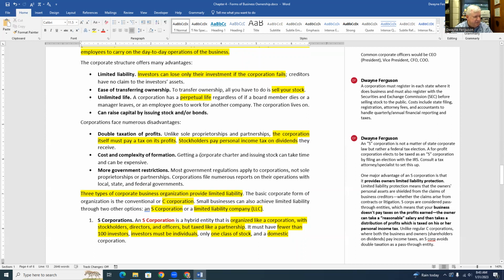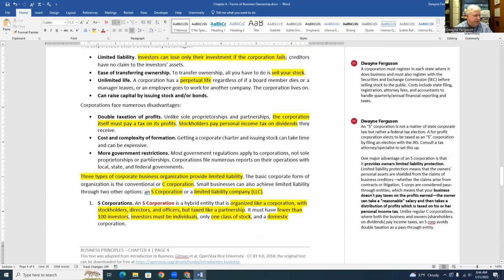They're also complex to start because you have to come up with a corporate charter and follow all the government regulations for issuing stock or bonds or whatever. And then, of course, about all the business regulations are aimed at corporations. So more government restrictions. On the far right over here, I'm giving you some information. A corporation must register in the state where it does business, and must register with the SEC before selling stock to the public. So there are a lot of costs associated with starting a corporation. I just listed that over to the side.